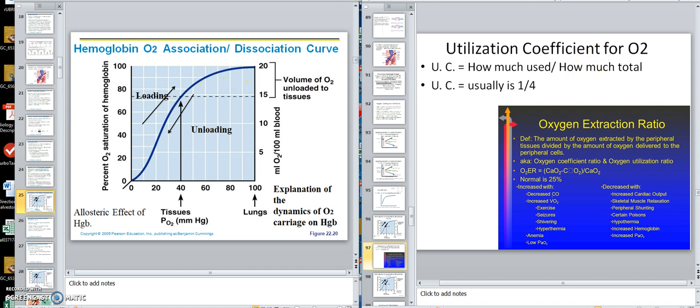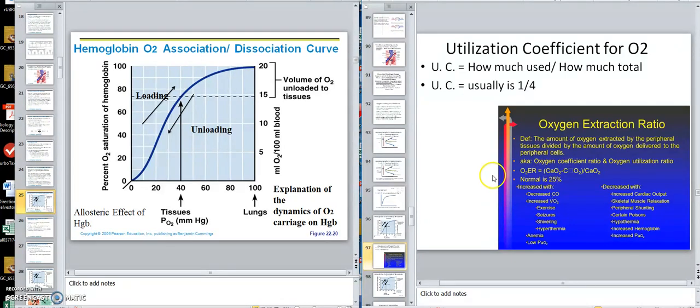So under usual circumstances, that's where we get into what we call the utilization coefficient for O2. The utilization coefficient equals how much used to how much total. Generally a 1 out of 4. So when you go into the veins, each hemoglobin molecule is only unloading one. Okay? And that's what some will call the oxygen extraction ratio: the amount of oxygen extracted by the peripheral tissues divided by that delivered.